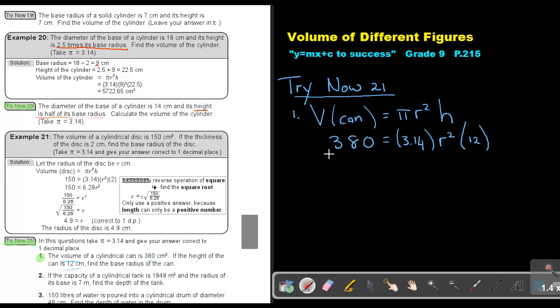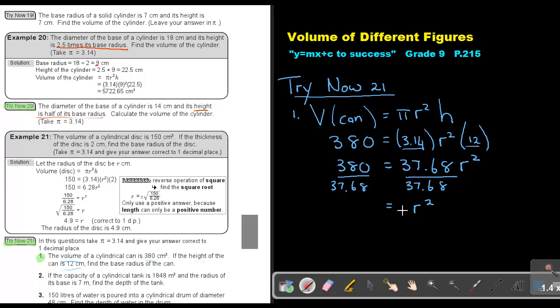Now, what I always do, it's just an equation. So let's start simplifying this equation. Now, first take these two values and multiply them. Then you will get 37.68, and that's r squared. And then, just remember, divide both sides. So 380 divided by 37.68 gives the answer of r squared.